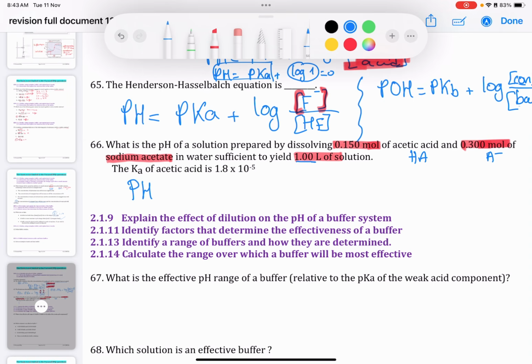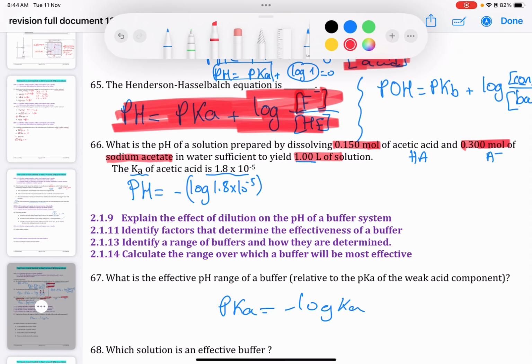So pH equals pKa, but I don't have pKa, so I'm going to use the formula of minus log Ka, which is 1.8 times 10 to the power negative 5. Previously, I mentioned that pKa is equal to minus log Ka. So that's why, since I don't have pKa in this formula, I am applying this formula down in here.